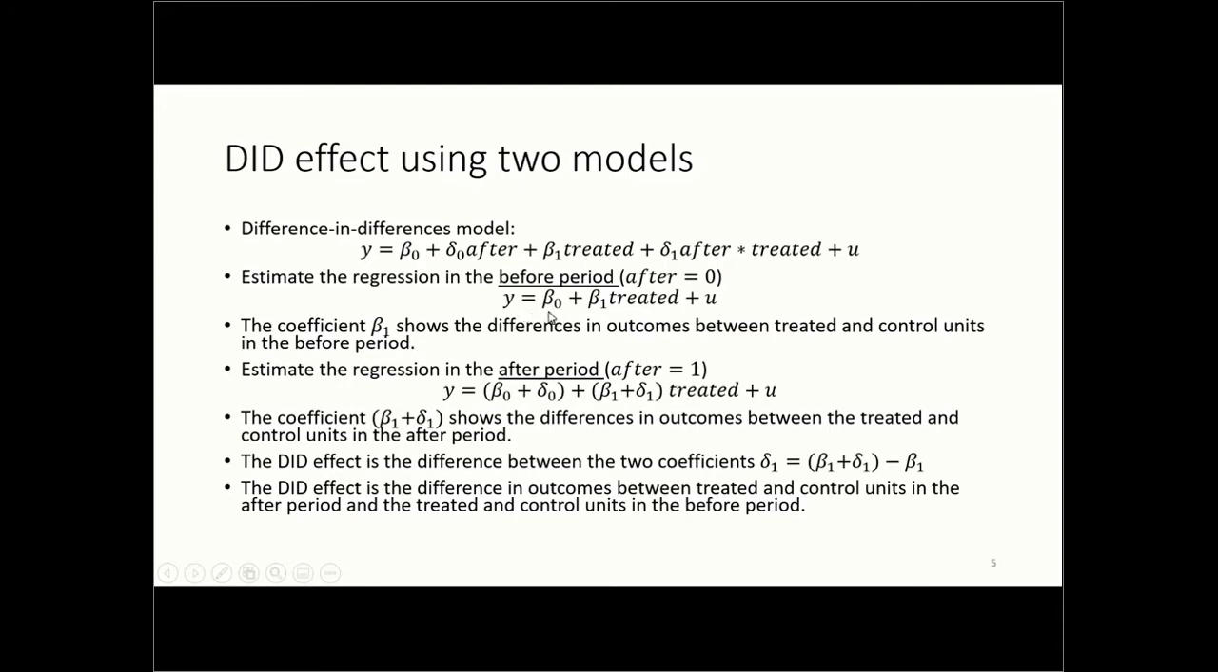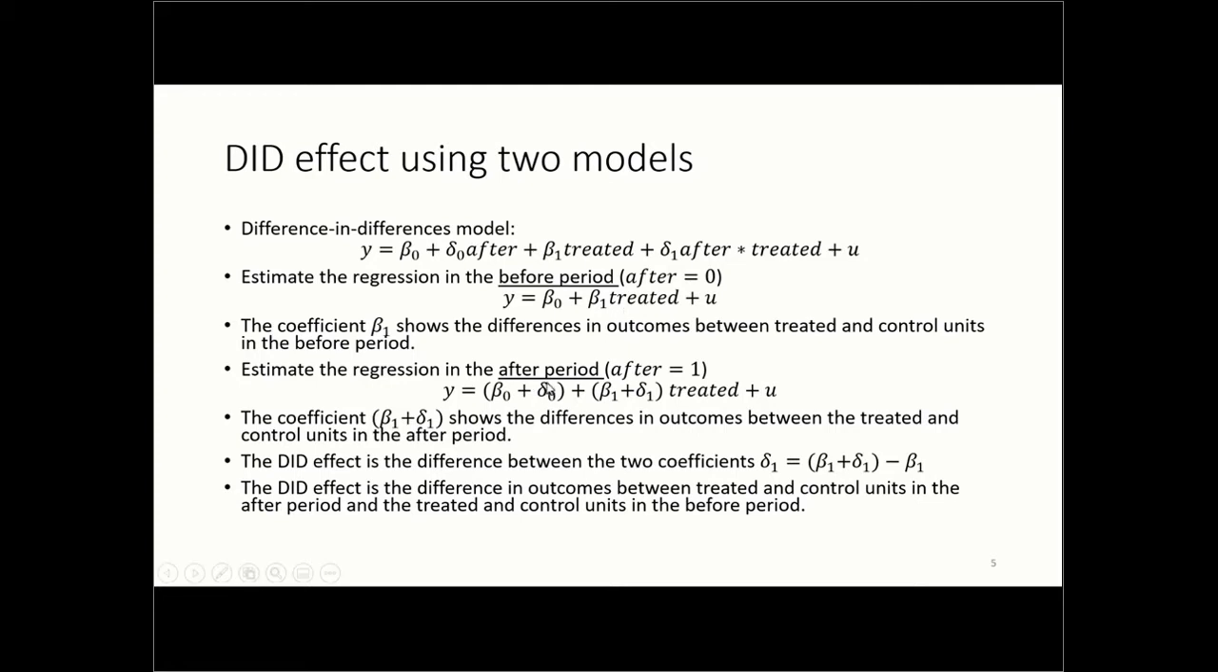In the before period, after would be equal to 0, so therefore the interaction would be equal to 0. And so we would just have here y equals beta 0 plus beta 1 treated plus u, because these terms would drop out. And the coefficient beta 1 would show the difference in outcomes between the treated and the control units in the before period. So this is what this coefficient beta 1 will show, the difference between the treated in comparison to the control units, because that is the reference category here in this variable in the before period.